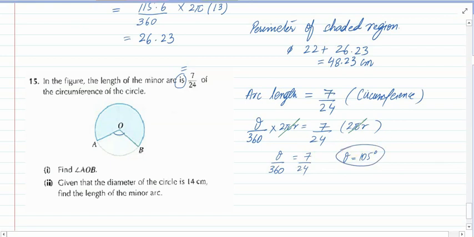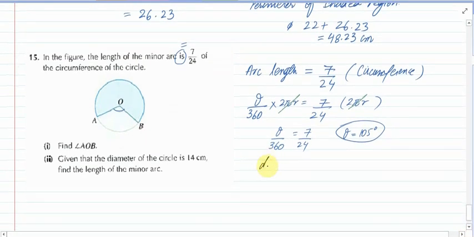So you see how we interpret the equation first, and then we just substitute the formulas and then simplify the equation. Next part, given that the diameter of the circle is 14, it means that the radius is half of the diameter, so it's 7 centimeters, right? 14 divided by 2 is 7. Find the arc length of the minor arc.